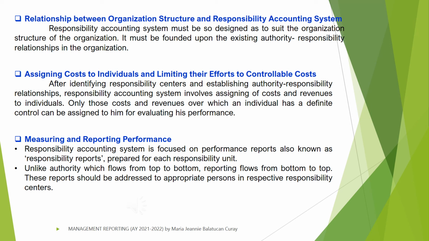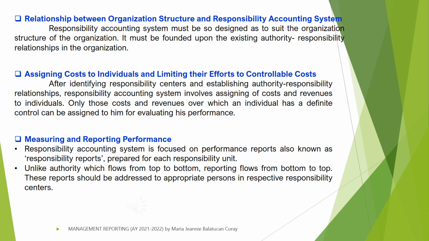Next is assigning costs to individuals and limiting their efforts to controllable costs. After identifying responsibility centers and establishing authority-responsibility relationships, the responsibility accounting system involves assigning costs and revenues to individuals. Only those costs and revenues over which an individual has definite control can be assigned to him or her for evaluating performance.